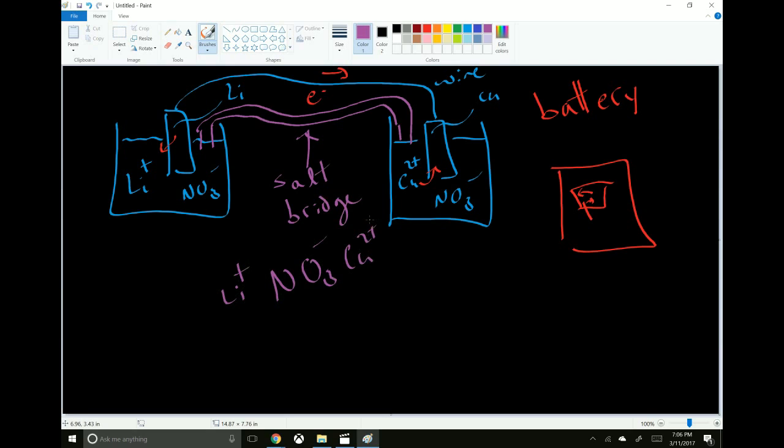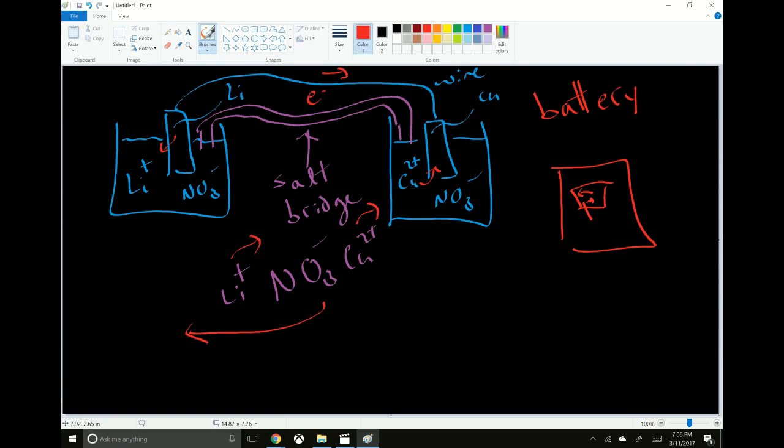Positive ions can flow from one side to the other, negative ions can flow from one side to the other. So that allows the charges to balance out. And we have electrons moving from left to right, so that means that our negative ions are going to need to move from right to left, and our positive ions are going to be moving from left to right. Between them all, the negative and positive ions moving in that way is going to balance out the charge buildup from the movement of electrons. And that's how you're going to get the complete circuit. You need to complete the circuit for the battery to work.